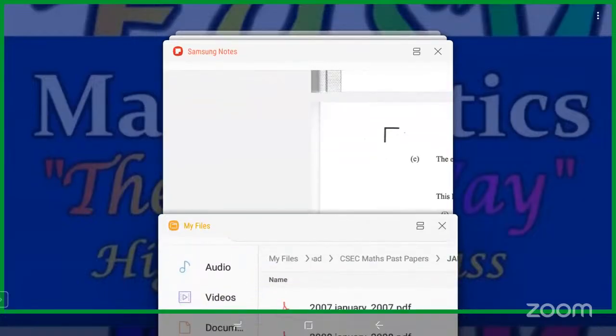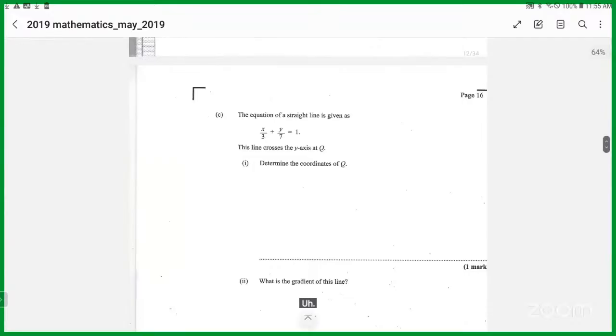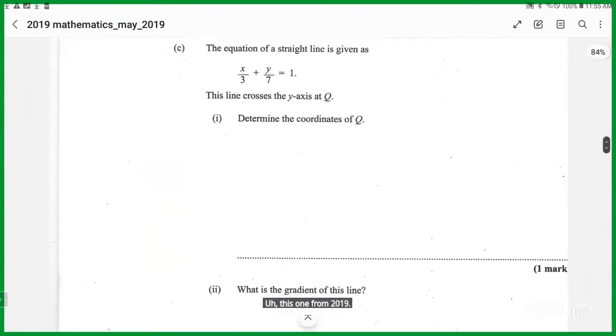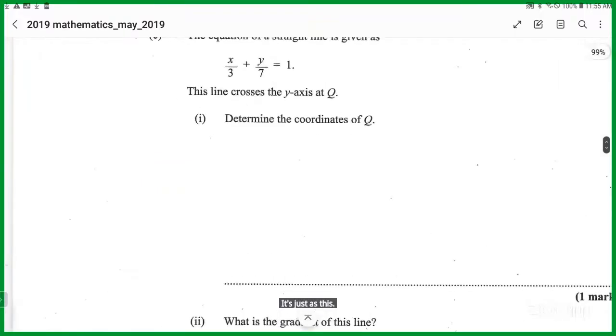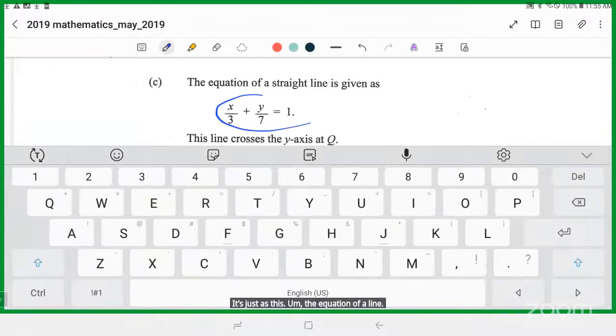Alright, this one from 2019. This question says the equation of a line is given as this. This is the equation of a line.